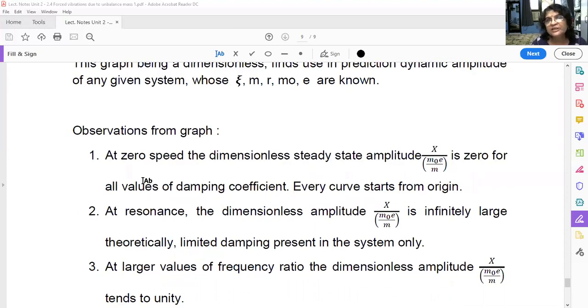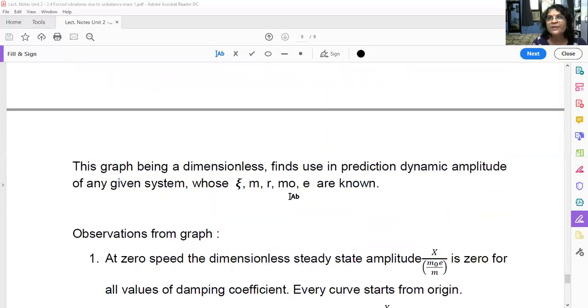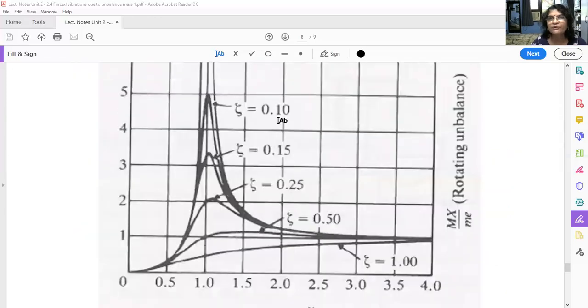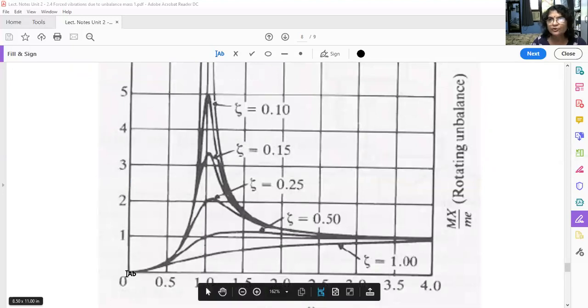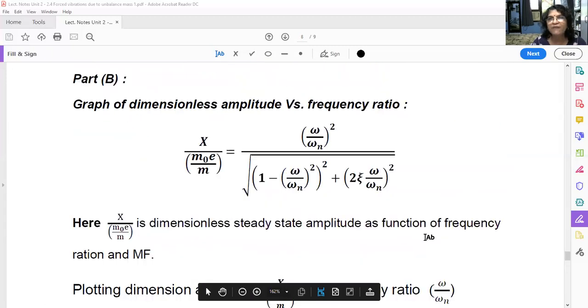Okay, so now what are the observations from the graph? The first observation is at zero speed. Zero speed means omega is equal to 0. At zero speed, the dimensionless steady state amplitude, that is X upon MOE upon M, is 0 for all values of damping coefficient. Every curve starts from the origin. Whatever may be the value of zeta, it may be 0.25, 0.15, 0.1, or 0, every curve starts from 0. Why? Because this equation governs the graph.